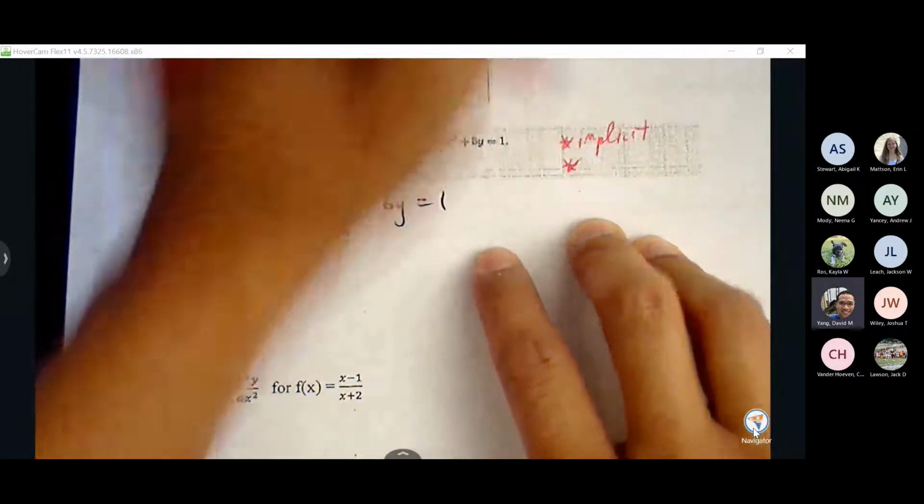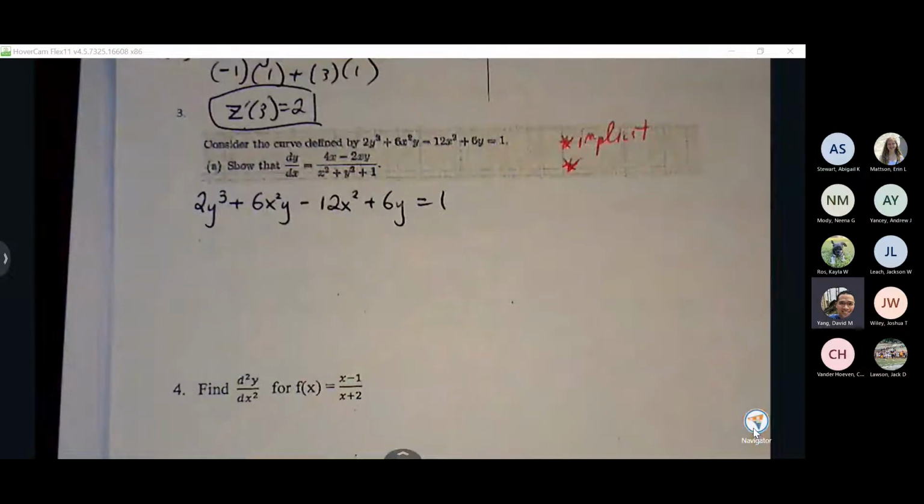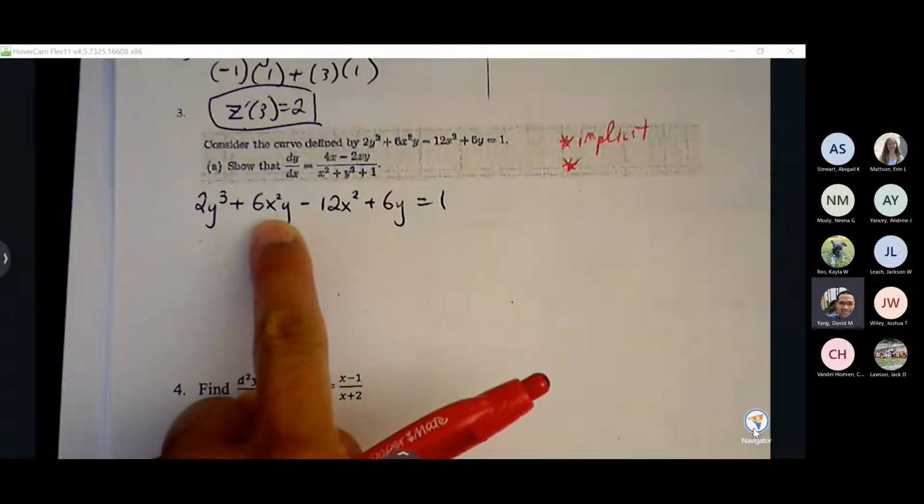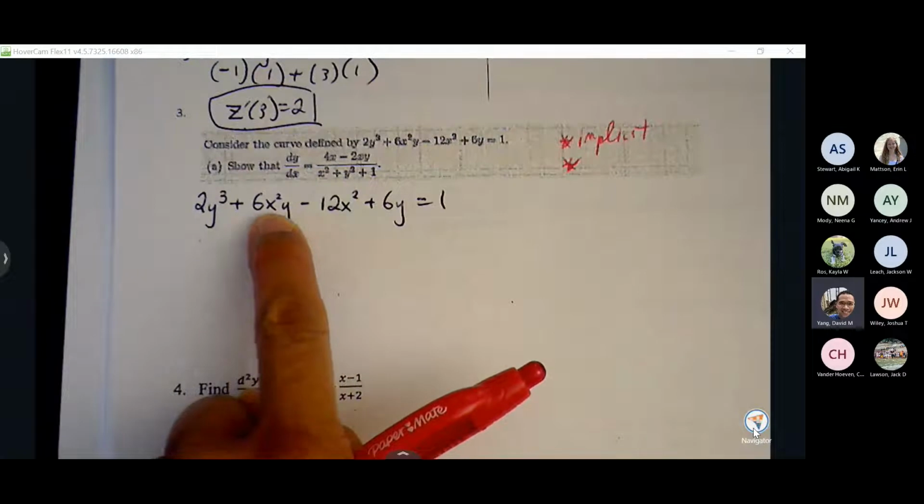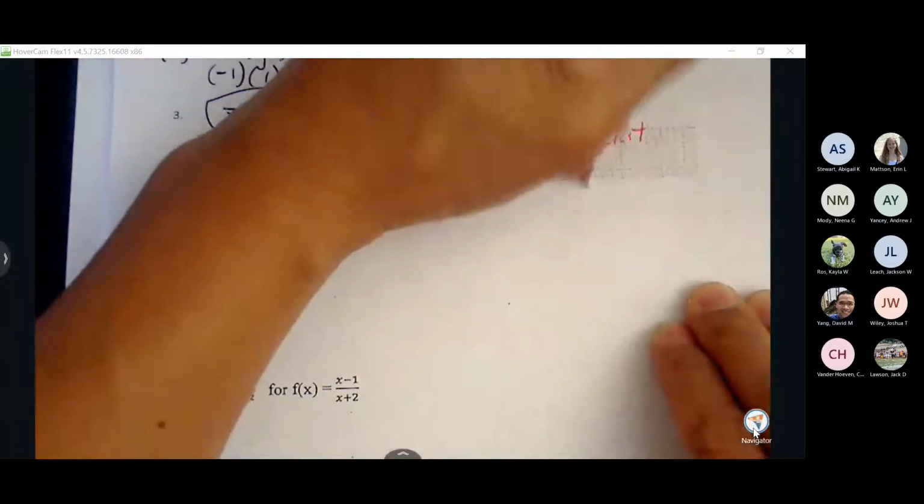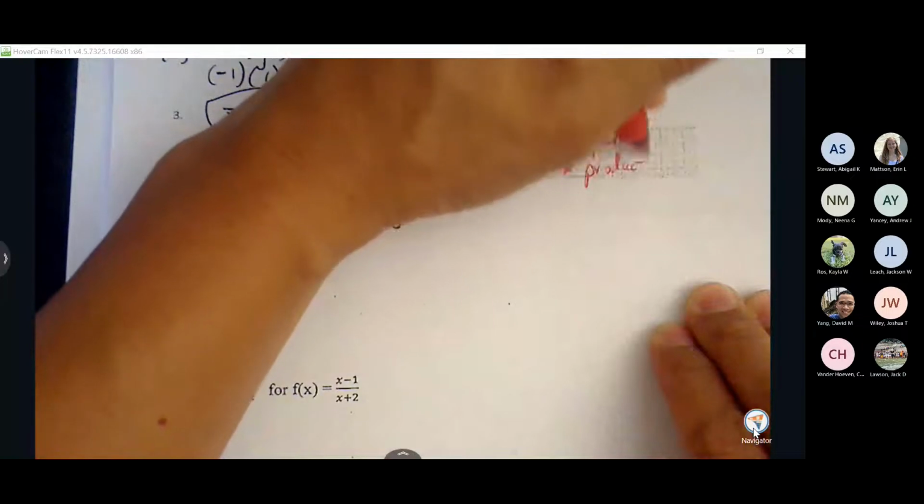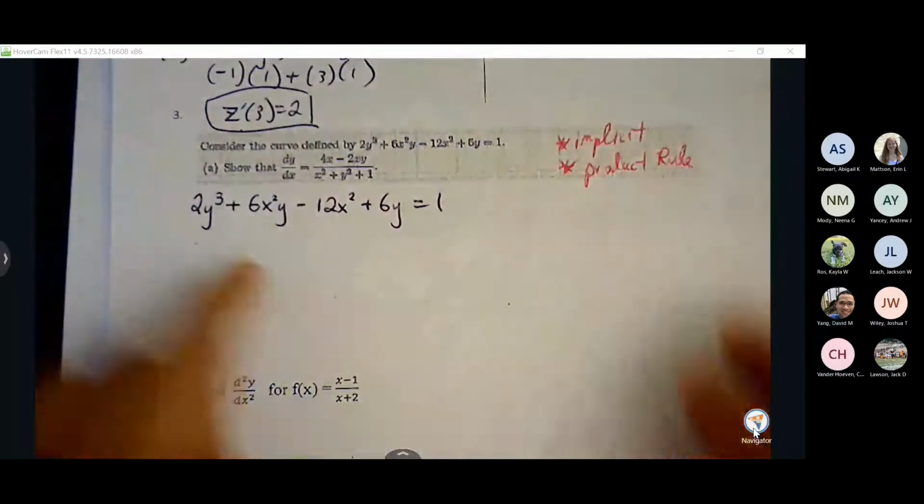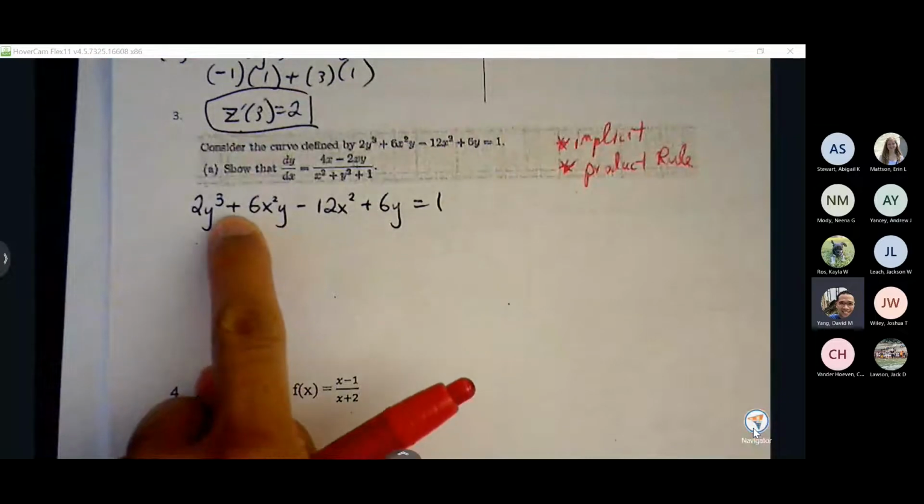What else do we need here? Product rule. Product rule, right? It's not announcing itself, but we need to recognize when product rule is required, especially if your x and y are next to each other being multiplied. Now, notice that this one's a little bit easier. There's no minus sign in front of that product rule.